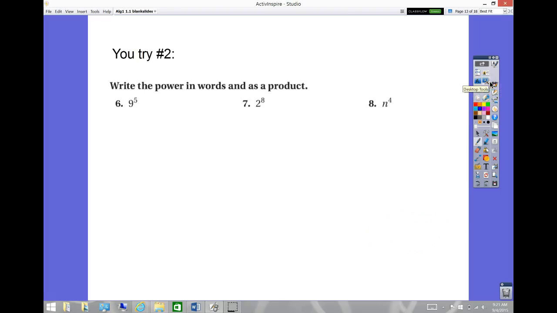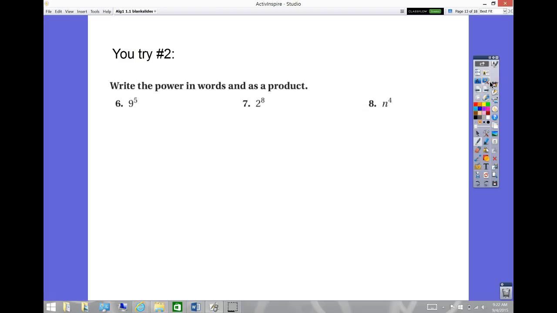Okay, here's your second try. Go ahead and try to do the same thing with this. Write out what it means to say 9 to the 5th power, or 2 to the 8th power, or n to the 4th power. If you're watching this at home, pause the video, and when you're done, hit play.